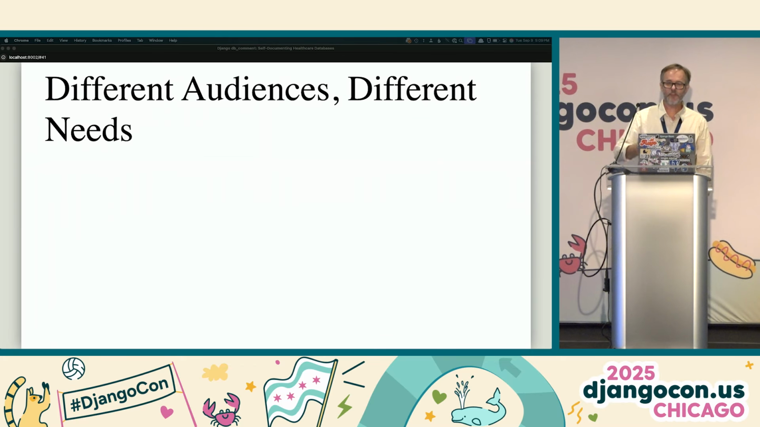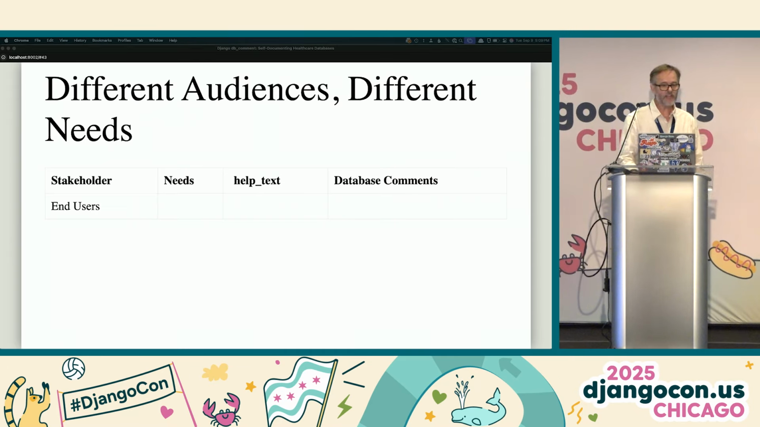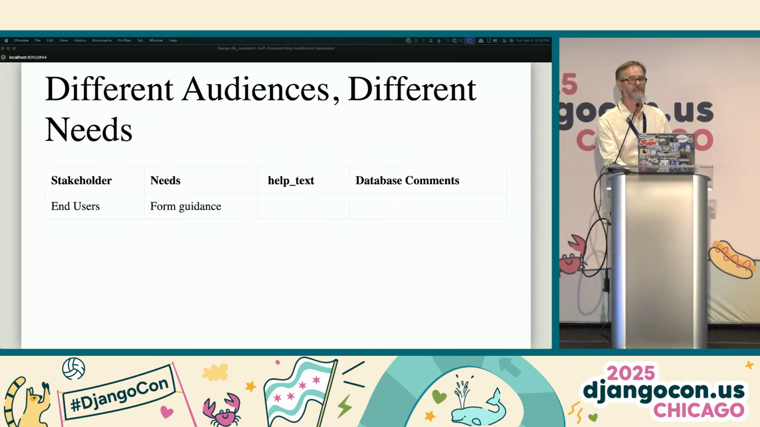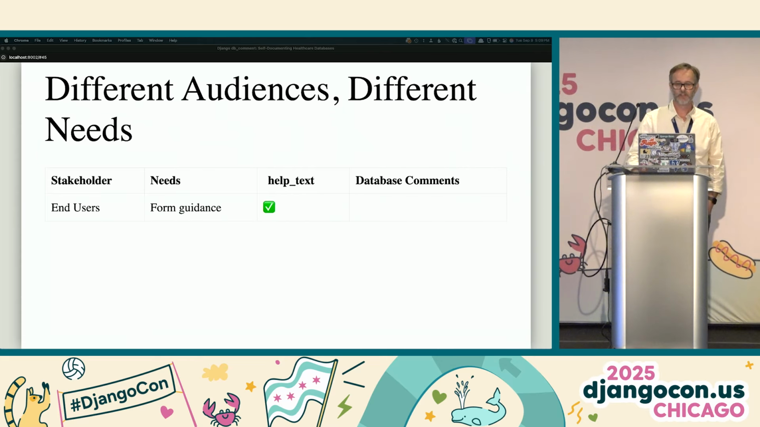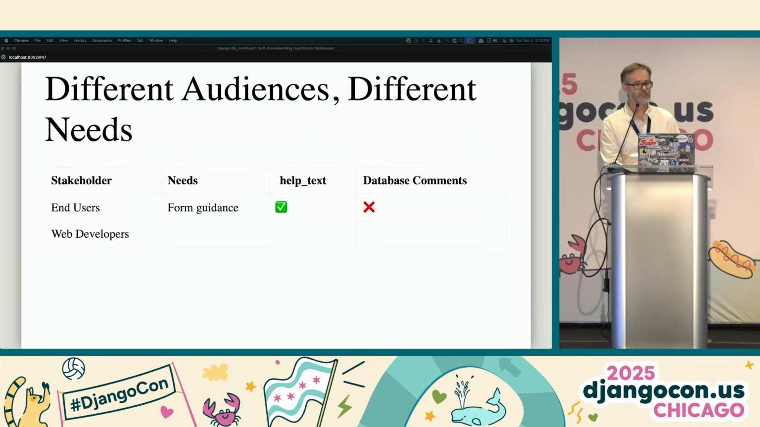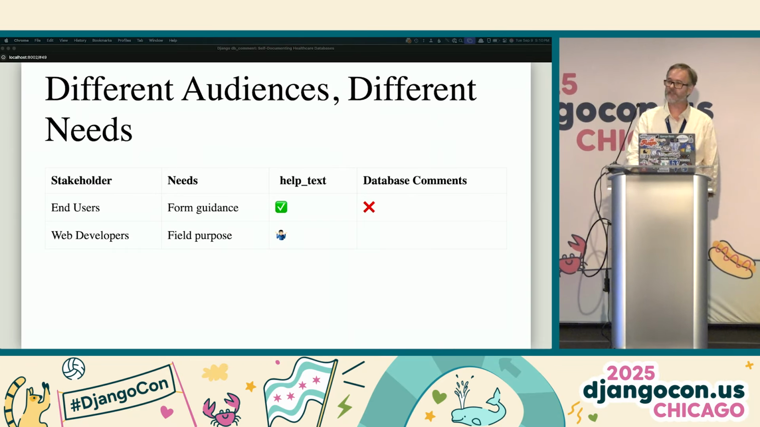And so I think we need to acknowledge at this point that we have different stakeholders who have different needs. Our end users want form guidance. They want to know what values should I put in these fields? The help text, yeah, that's going to help them. Database comments, they're not going to look at those. They don't care. Our web developers want field purpose. So the help text, yeah, it could be helpful. But any comments in the database are probably going to be more helpful. It's going to provide more context.